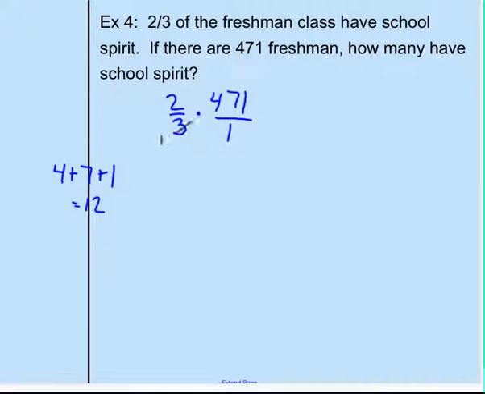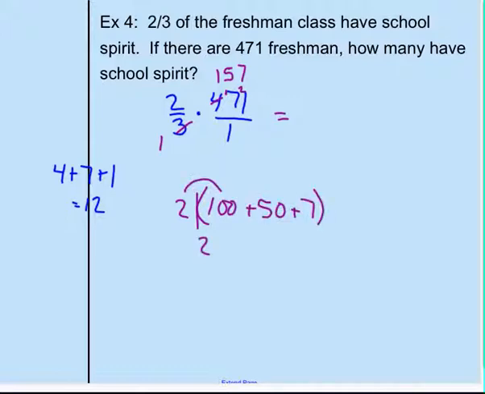3 goes into 4 once, with 1 left over. 3 goes into 17 5 times, with 2 left over. And 3 goes into 21 7 times. So now I have 2 times 157, and I'm going to multiply this using my box method. Actually, I'll use distributive property on this one. So we've got 100 plus 50 plus 7. Distributing my 2, I get 200 plus 100 plus 14. And then combining, I get 314.